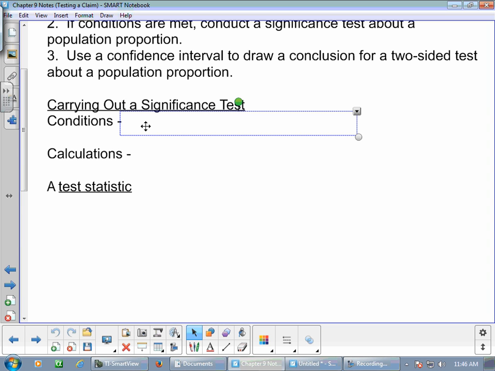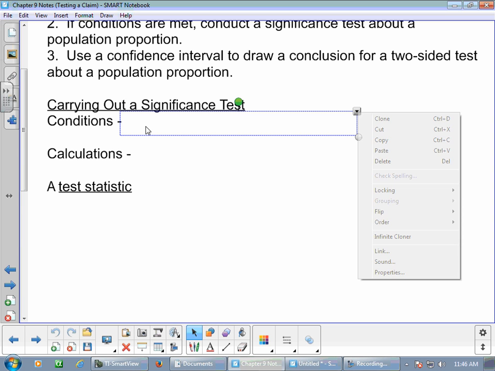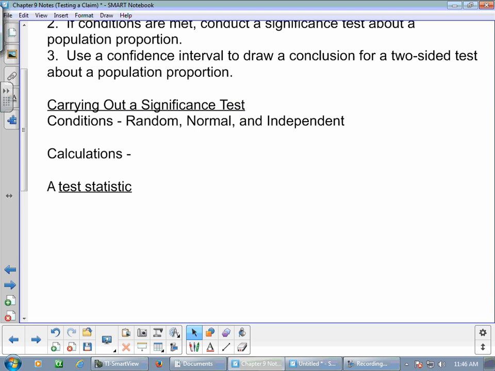So first of all, conditions for carrying out a significance test: random, normal, and independent. And those are the same as they were in the last chapter. Don't forget to check your conditions.